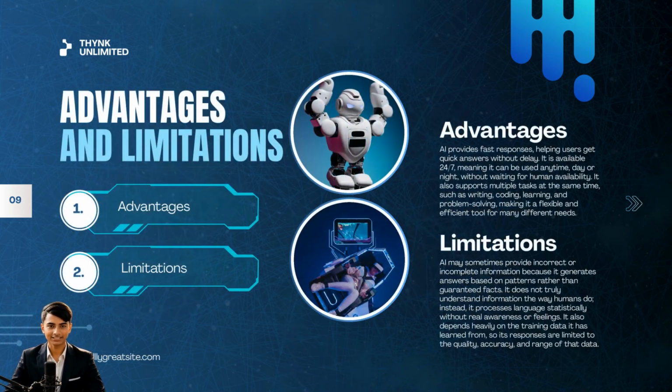AI offers fast, 24/7 responses, supporting tasks like writing and coding efficiently. However, it may provide incorrect information, lacking true understanding, and relying on training data quality. This highlights its flexibility and limitations in processing language statistically without real awareness.